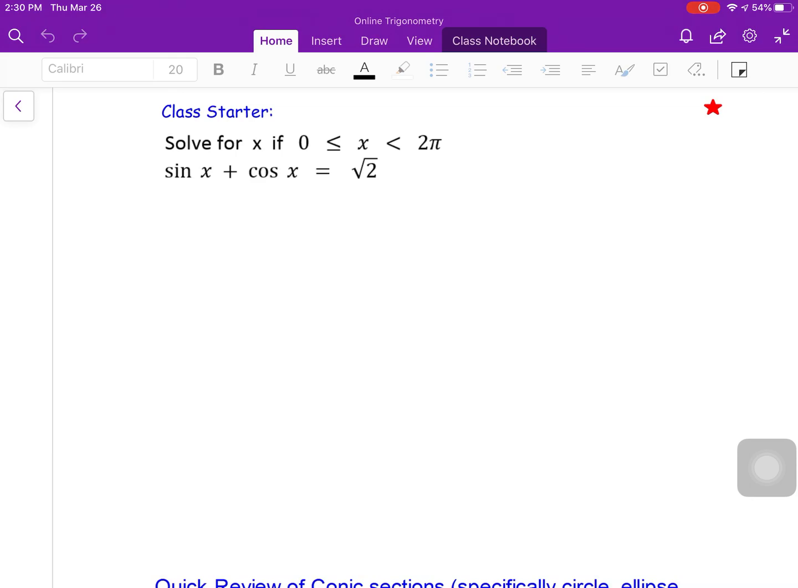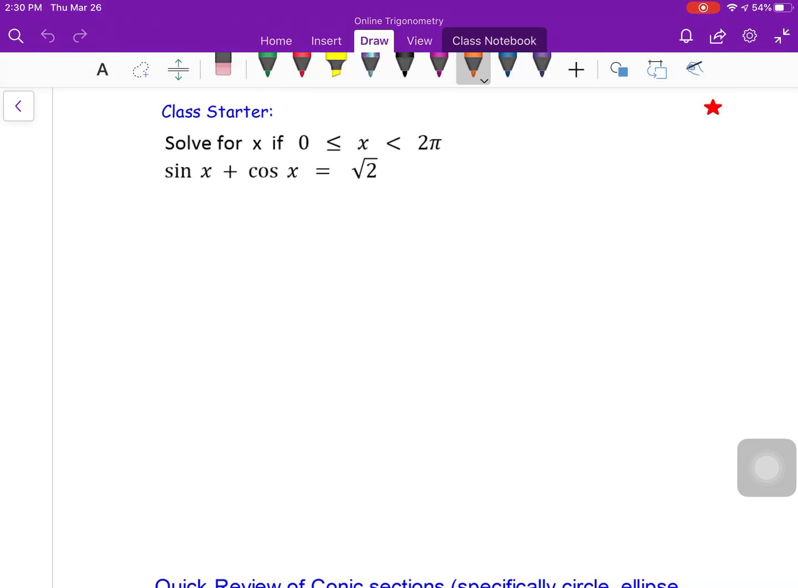So what I'll do is I'll first subtract the cosine of x to both sides. So go ahead and do that. That would leave me with the sine of x equals square root of 2 minus the cosine of x. And then, as we saw in a previous lesson, we'll have to square both sides. And this is what requires us to check at the end, because when you square both sides, there's that chance of introducing an extraneous solution.